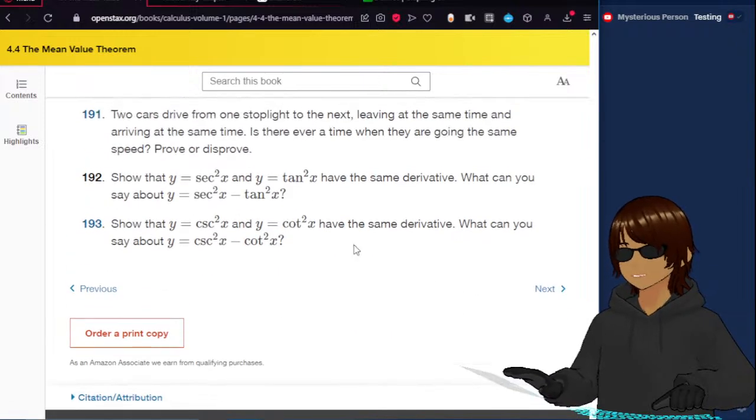Show that this and this have the same derivative. What can you say about this? I mean, if the derivative is the same, then the shape of the graph is the same, right?